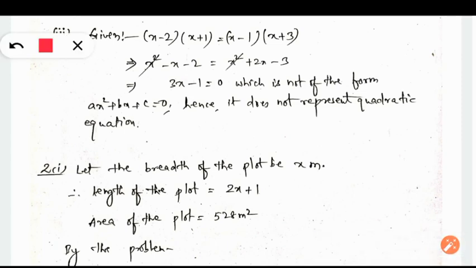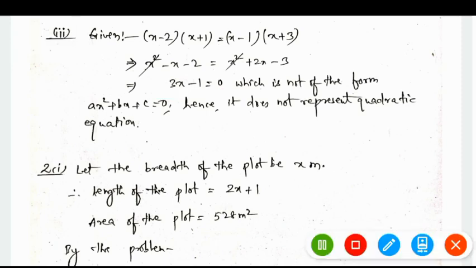What is left then? 3x minus 1 equals 0, which is a linear equation, of course. This is not a quadratic equation, which is not of the form ax square plus bx plus c equals 0. Now you might be thinking, sir, you can write 0 into x square plus 3x minus 1 equals 0. 0x square. So again that concept arises.